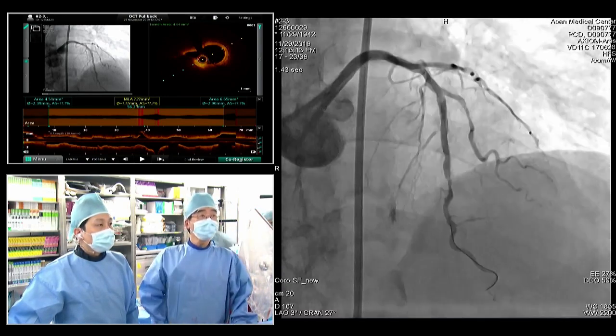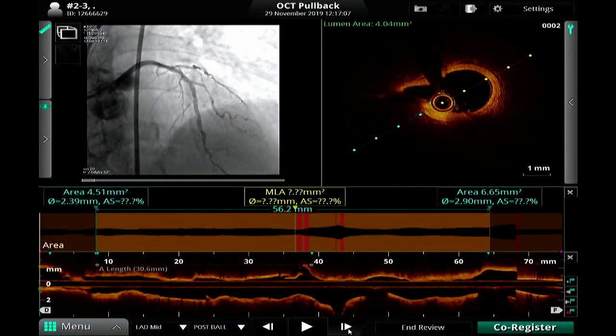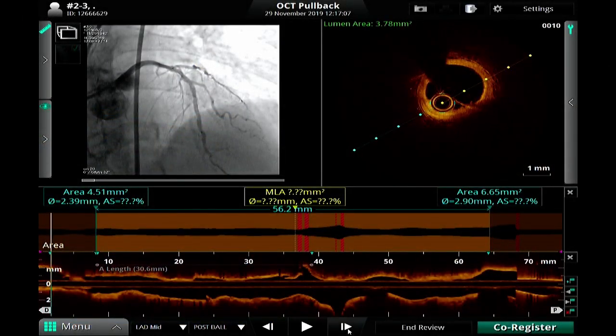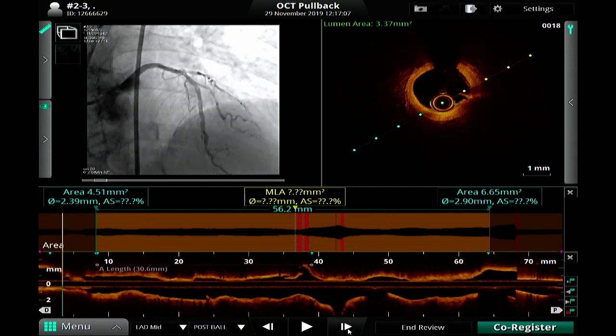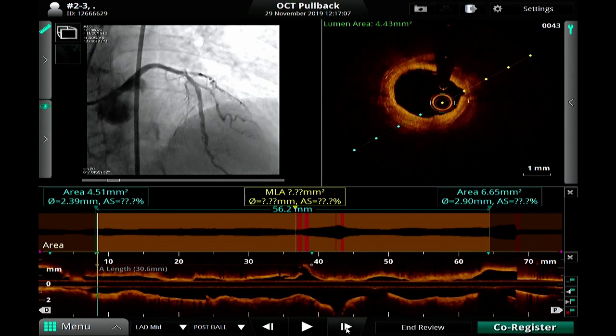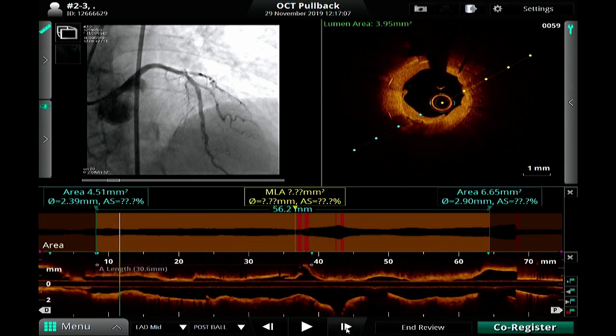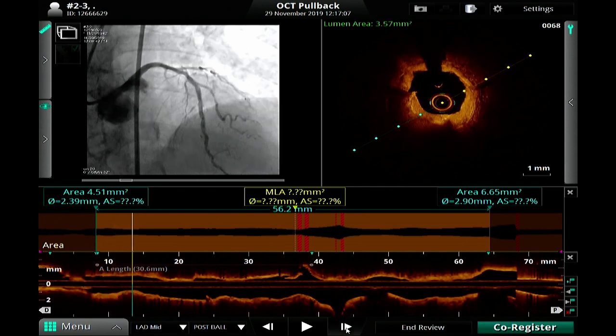Show us the OCT image after the cutting balloon. This is the second run of the OCT after applying the 3.0 cutting balloon up to 12 or 14 ATM. Here's the distal edge. You can see some dissection of the distal edge of the stent. Next, move on. Here's the distal edge. The lumen became bigger compared with the previous image. Yes, and you can stop.